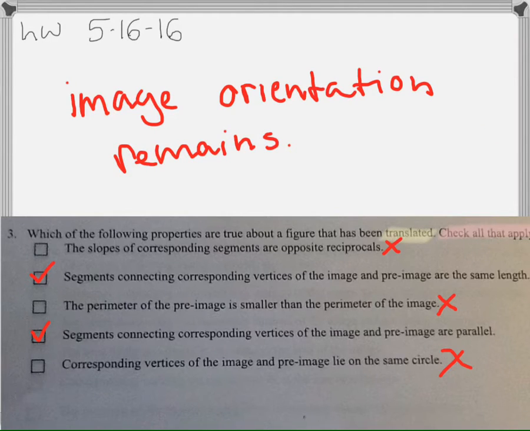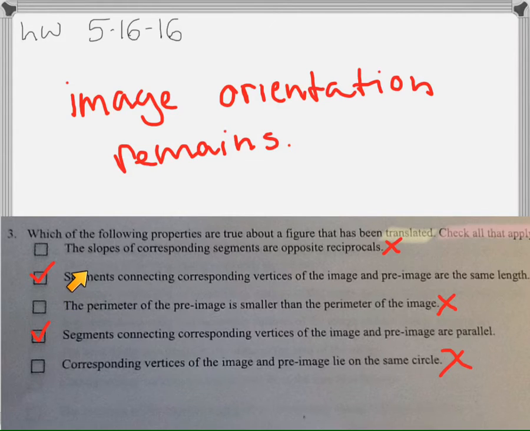The final problem asks, which of the following properties are true about a figure that has been translated? Check all that apply. It's important to remember that it's asking about something being translated, which is what we've been working on, and check all that apply, which means multiple can be chosen.